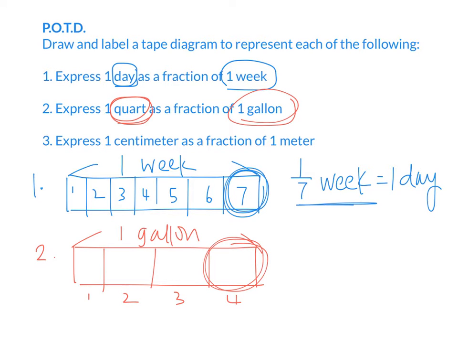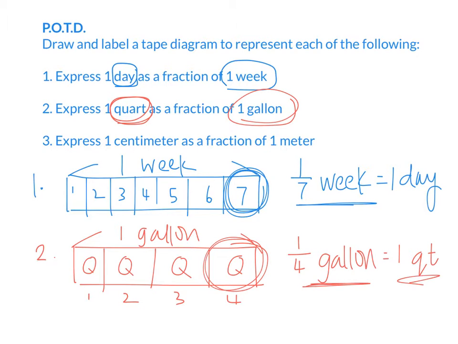Now let's try quarts and gallons. If we know that there's 4 quarts in 1 gallon, 1 quart is what fraction of the gallon? 1/4, right? So 1/4 of a gallon is equal to 1 quart, right? Because each of these is 1 quart, and when I put 4 of them together, it turns into 1 gallon. But if I only have 1 quart, it's only 1/4 of the entire gallon. Do you see that? Yeah. So again, these are equivalent measurements. 1/4 gallon is the same thing as 1 quart.